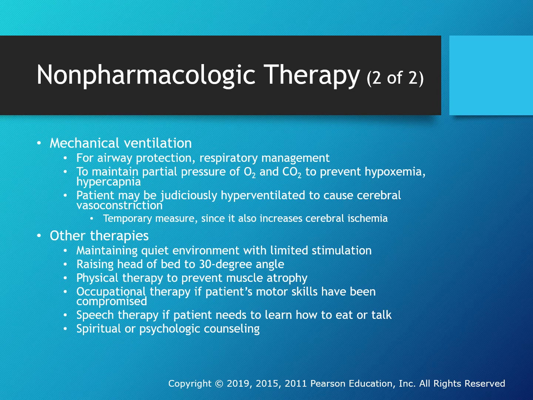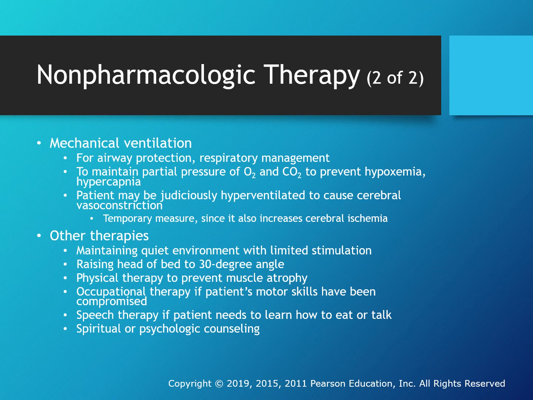Maintaining adequate oxygenation with a partial pressure of arterial oxygen of about 100 and a partial pressure of arterial carbon dioxide of about 35 is important. The patient with IICP and signs of impending herniation may be judiciously hyperventilated to cause cerebral vasoconstriction. However, this option also increases cerebral ischemia, so it should only be used until another means to decrease ICP can be instituted. And we talked about that in the concept video as well.